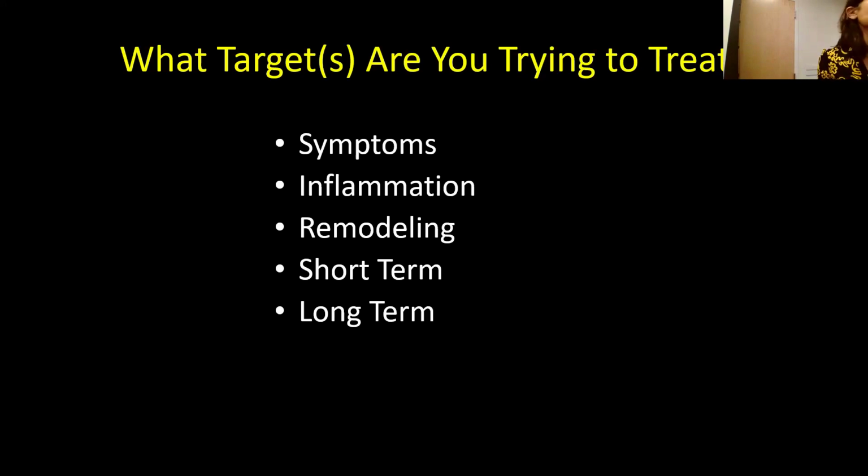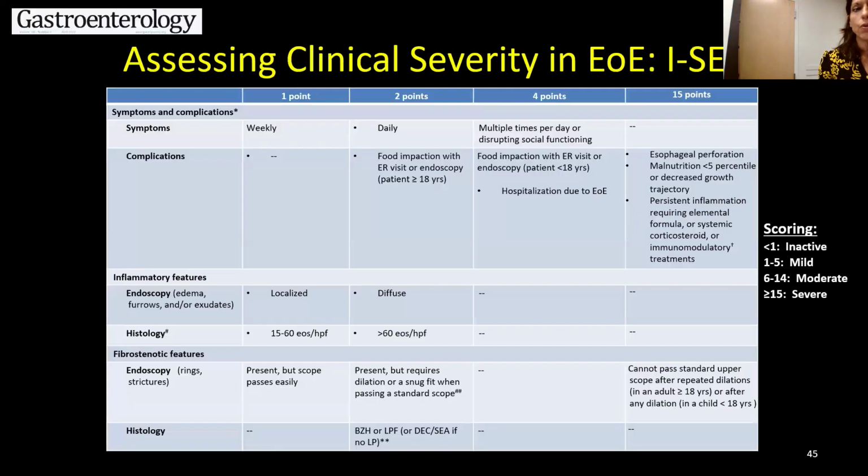food impactions. All right, so now I've told you it's chronic, this is how it happens, this is what we know. Patients have symptoms, what are you going to treat? What's your endpoint? Symptoms, inflammation, remodeling? You're going to treat them forever, you're going to treat them short term? These are the decisions that you have to make.